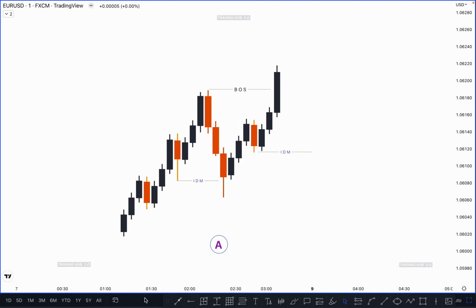I hope you understand what break of structure is, where our change of character is, and where our inducement is. This is a very important chapter in smart money concepts about market structure mapping. Now we are going to switch to a real chart, to show how you can mark the structure on a real chart, which will be applicable in the next chapter. I hope you understand what criteria you should follow to confirm any break of structure, change of character, inducement, and what impulse and correction are. Now I am going to explain all these things on a real chart. See you in the next chapter. Happy trading.